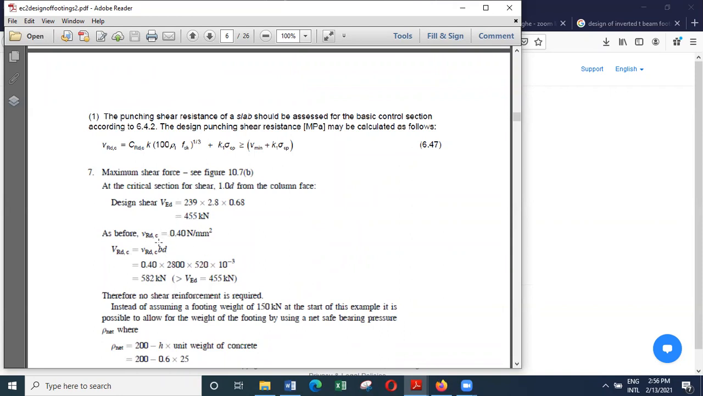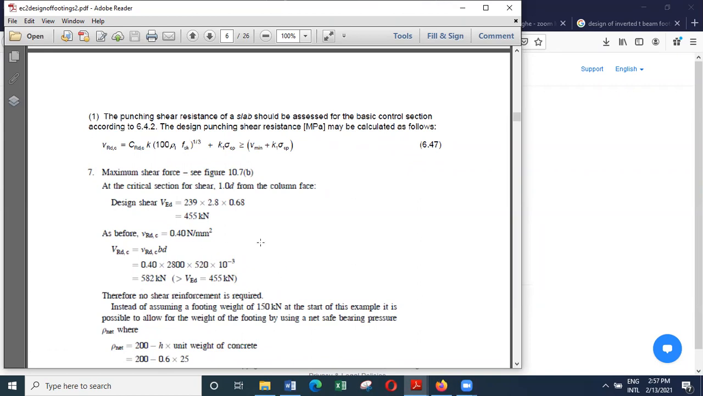And we know the strength of concrete is 0.4, so the direct shear force carrying capacity is 0.4 into 2800 into 500 into 10 to the power minus 3, 582 kilonewtons, whereas the direct shear force is only 455 kilonewtons, which means we do not have to provide any shear reinforcement. The thickness selected is adequate to resist direct shear and punching shear both, and also we have to provide bottom bars of 16 millimeter at 225 centers in both directions.